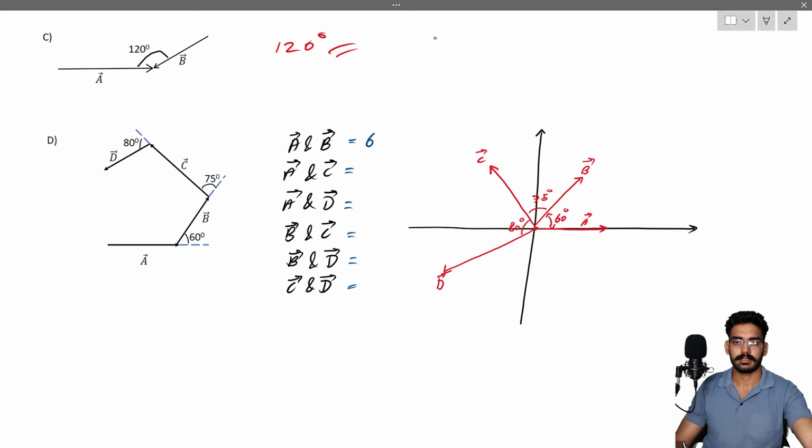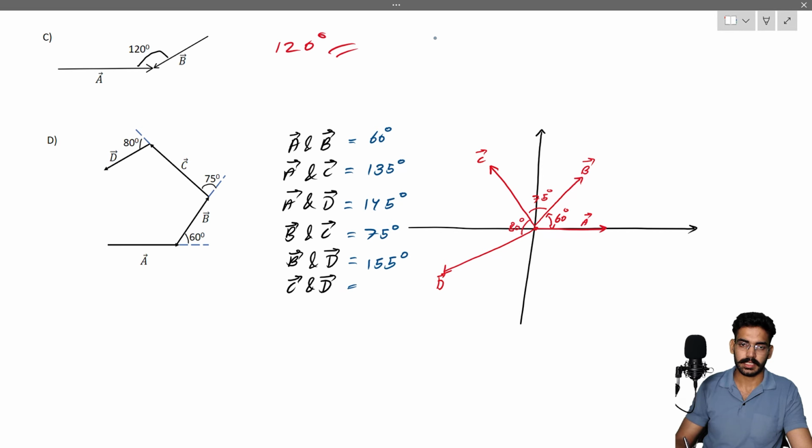Sorry for that. A and B will be 60 degrees. Then A and C will be 135 degrees. I'm directly writing down. A and D will be 145 degrees, and B and C will be 75 degrees. B and D will be 155, since you have to take less than 181. C and D will be 80 degrees. This is a very easy question, no need to explain.